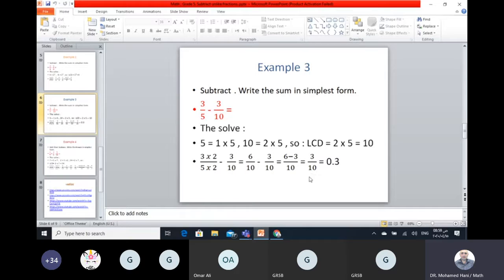3 over 10 is simplified. That is the last answer, if you want to write the answer as a fraction. If you want to write the answer as a decimal, you can write 3 over 10 equals 0.3.